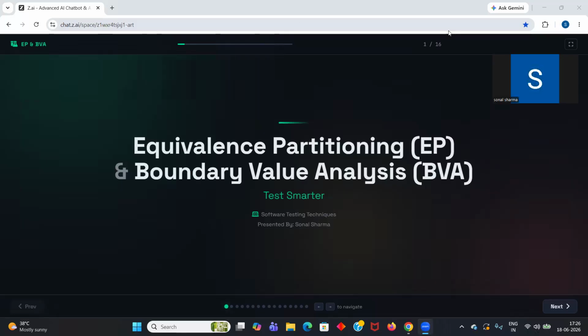Hello friends. So in this video we will be learning about equivalence partitioning and boundary value analysis. These are two software testing techniques and these will be very useful while testing. So let's start.